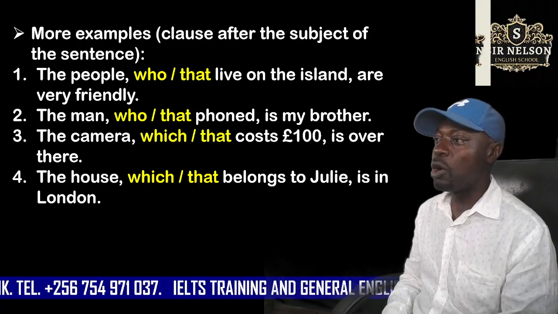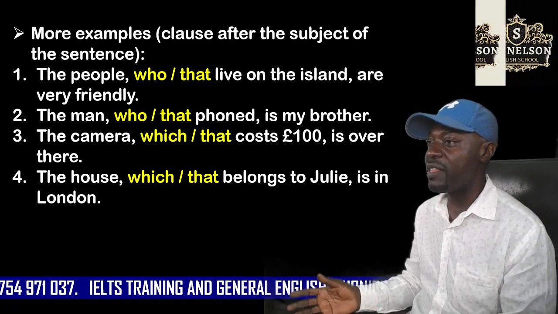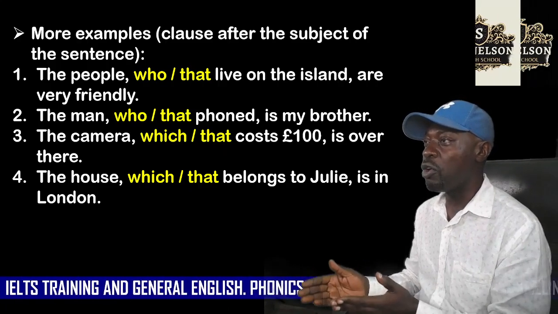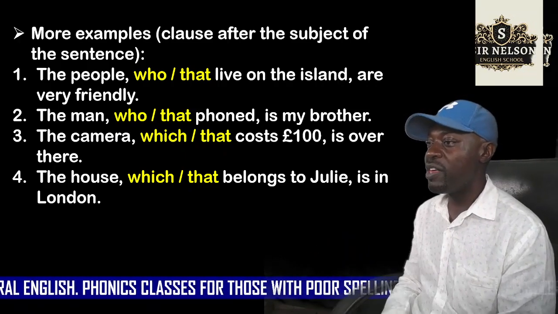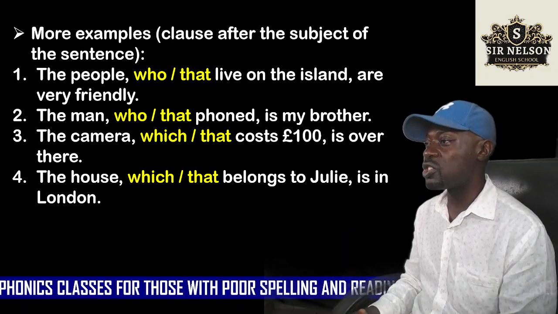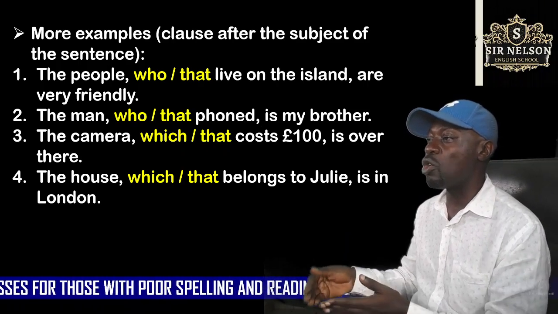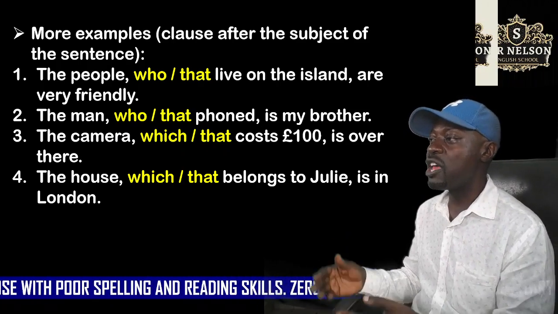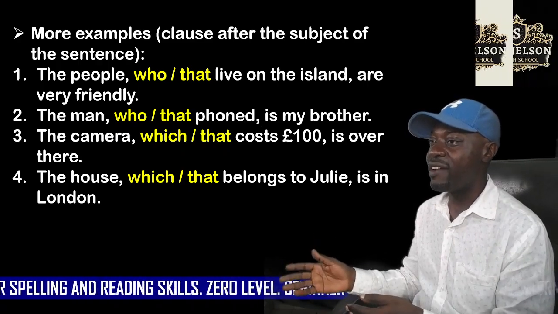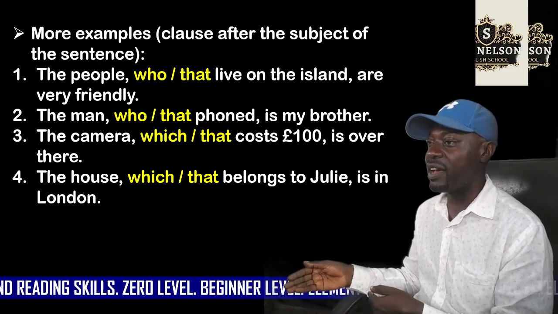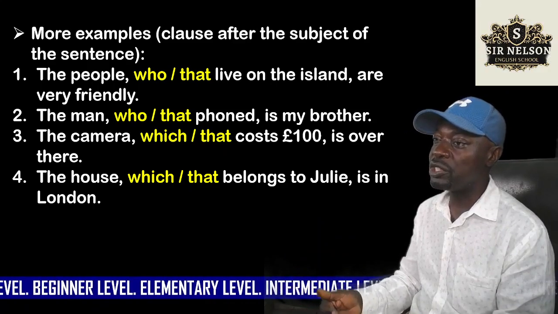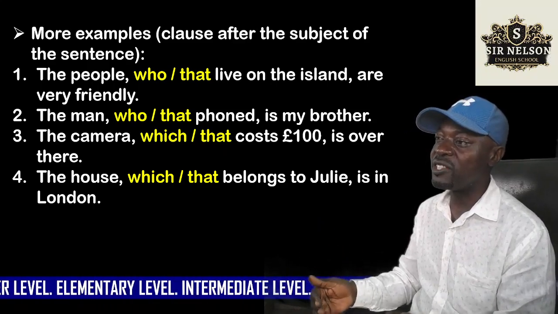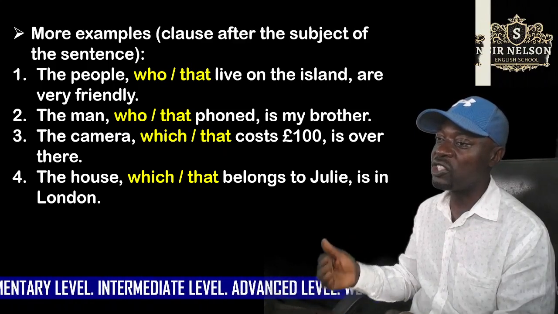The man who phoned is my brother. 2 commas. Who phoned is the relative clause. The man is a person, so we use who. The camera, the camera which costs £100, is over there. The camera is over there. We don't need this information, but we can add this information to turn a simple sentence into a complex sentence.